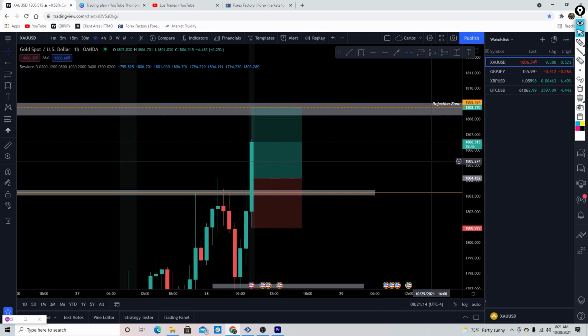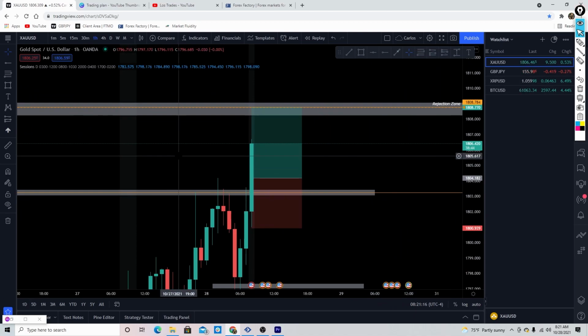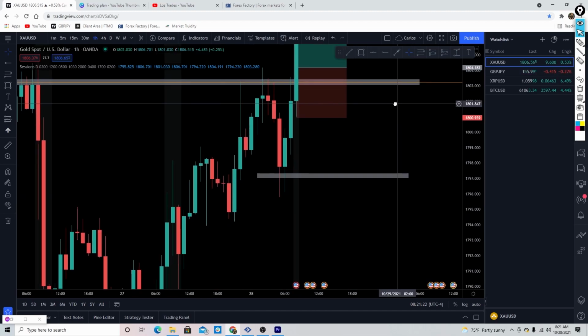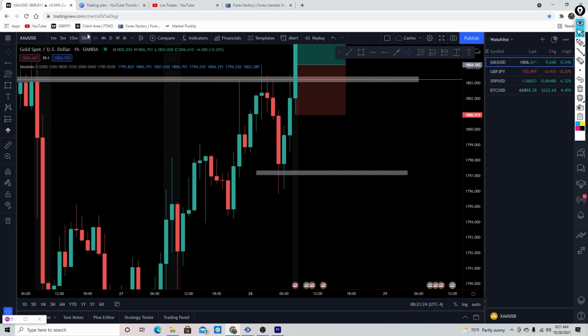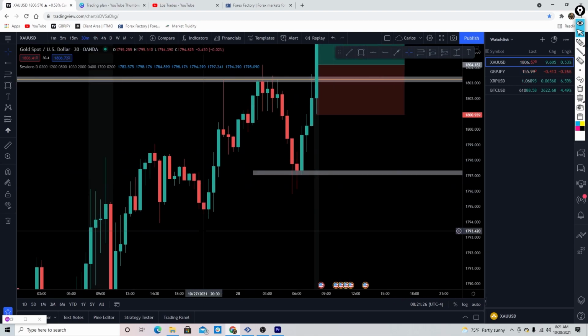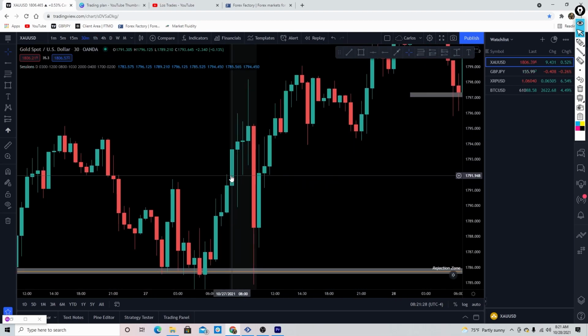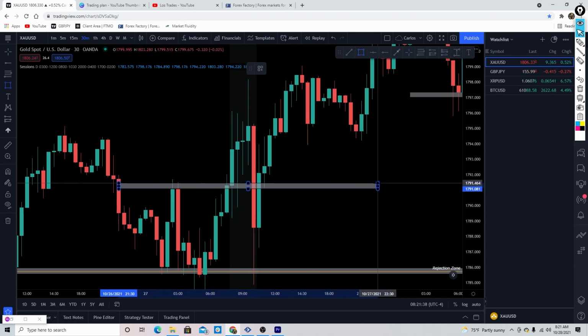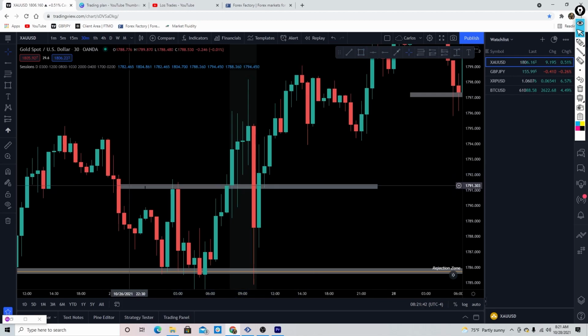I've actually seen this happen so many times, man. I feel like the past month, every time we come to the New York session, we're about to break a resistance or whatnot. For example, let's see right here. These wicks are literally ridiculous. Every time, I don't know what it means. Maybe I should discover it a little further.